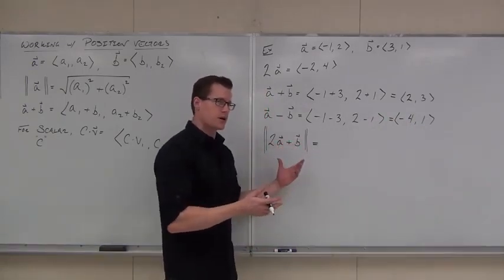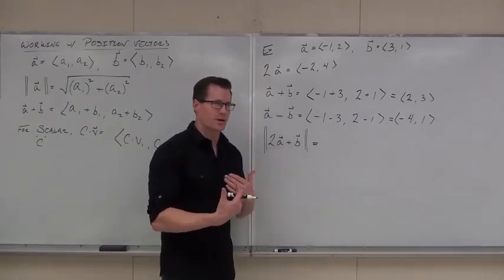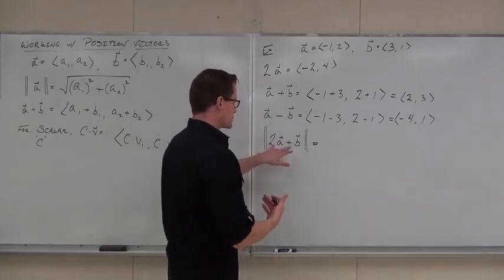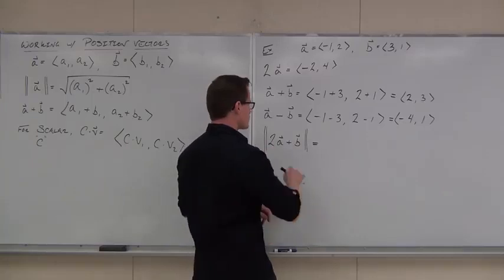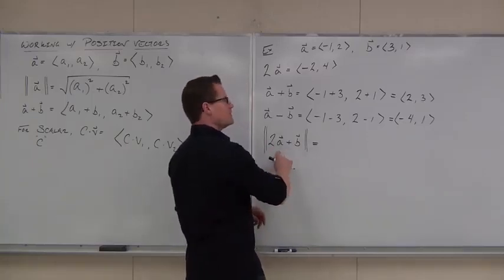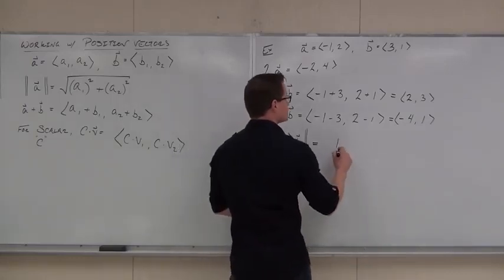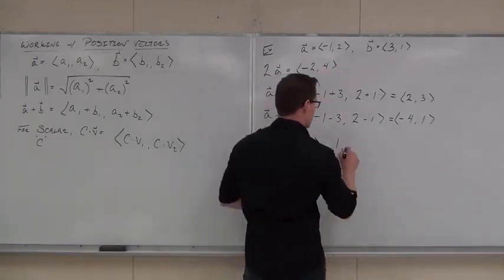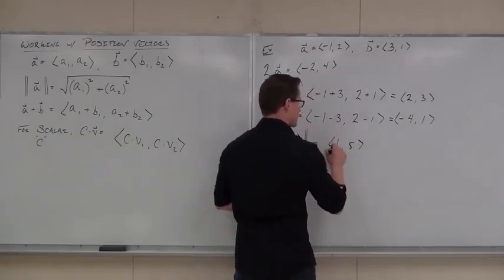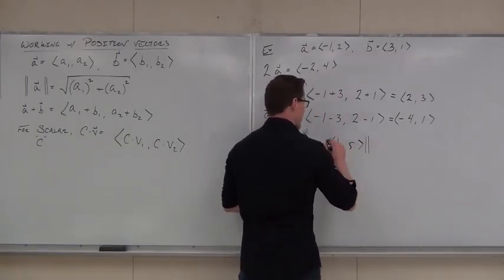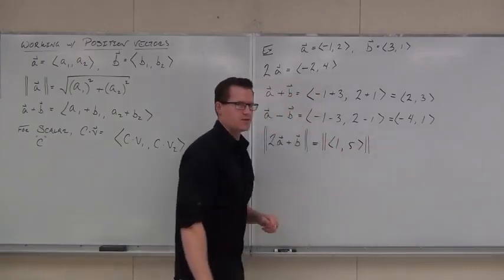I probably wouldn't try to do the magnitude all at once. That's not something I would want to do. What I would do is figure this guy out. So this vector, what is that vector when I take 2 times vector a plus b? What would you get? Yeah, it's really this plus that, 1, 5. That's a position vector.